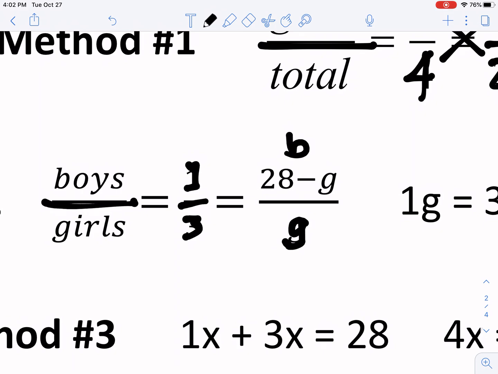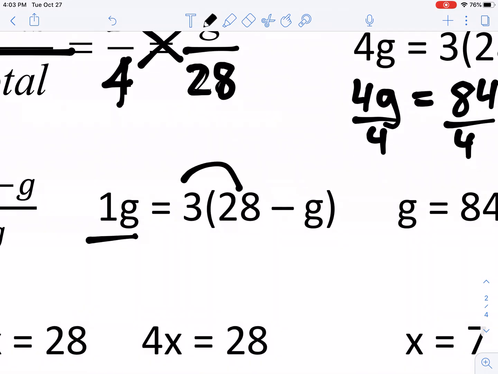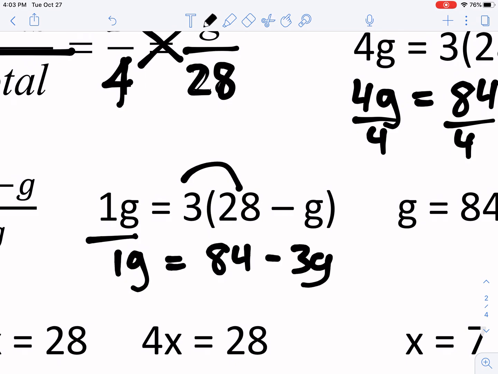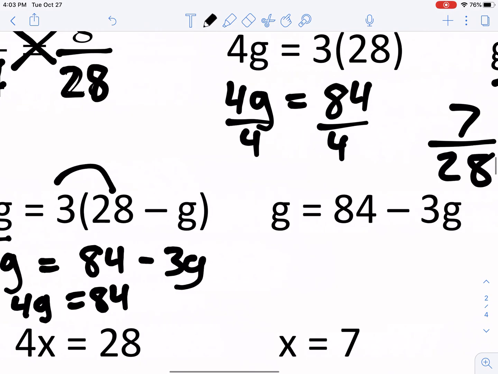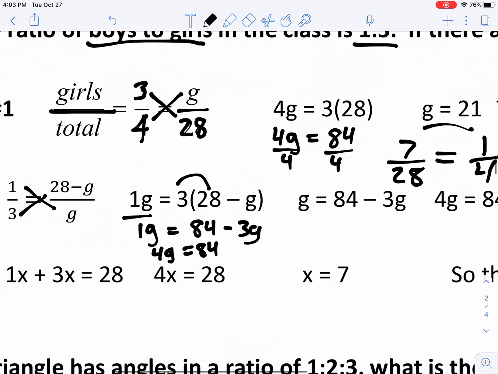Well, that's like what we solved before. We can solve this. 1 times G, and then 3 times 28 minus G. Well, this would just be the distributive property there. So applying the distributive property, we have 3 times 28, 1G equals 84 minus 3G. Well, if I add 3G over, we get 4G equals 84. Divide, and we still get the number of girls is going to be 21. So we're still going to get the same answer, that the number of girls is 21.